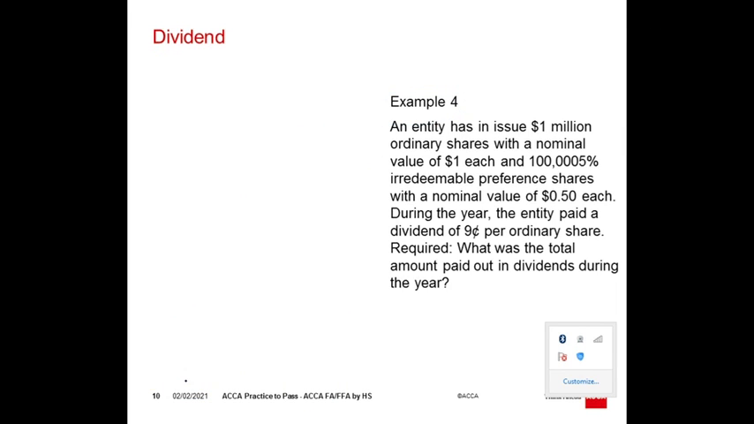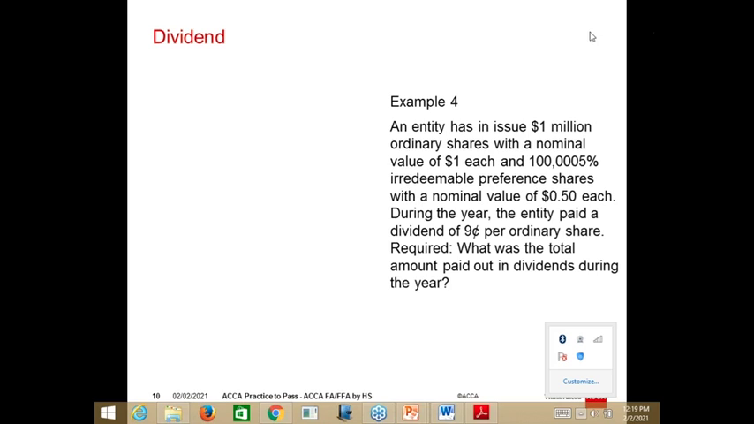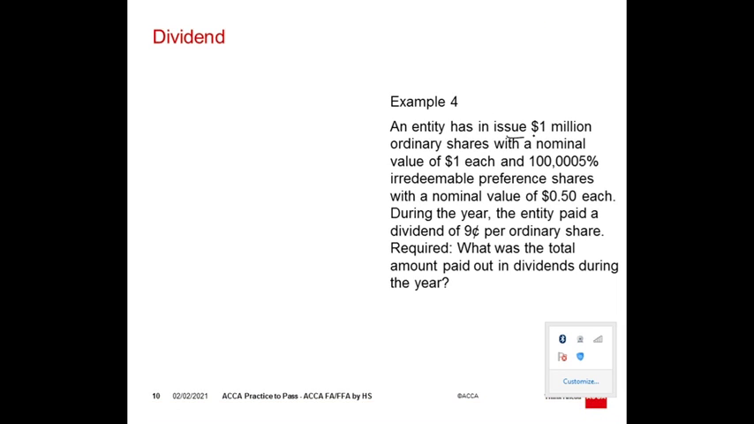Okay, let's start the question. Now, the entity has issued 1 million shares with a nominal value of $1 each. So the company has issued ordinary shares of 1 million of $1 each. So the accounting entry will be cash or bank debit, 1 million, and ordinary share capital credit by 1 million.